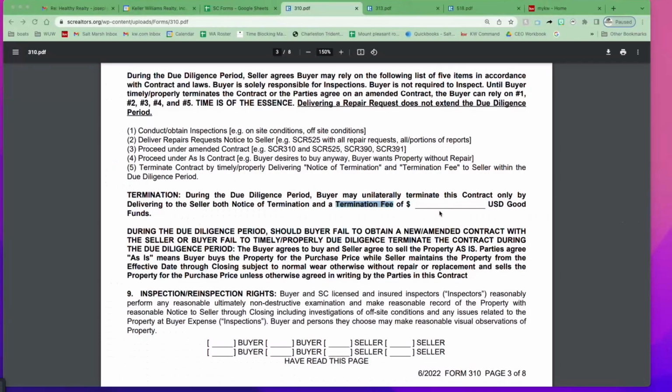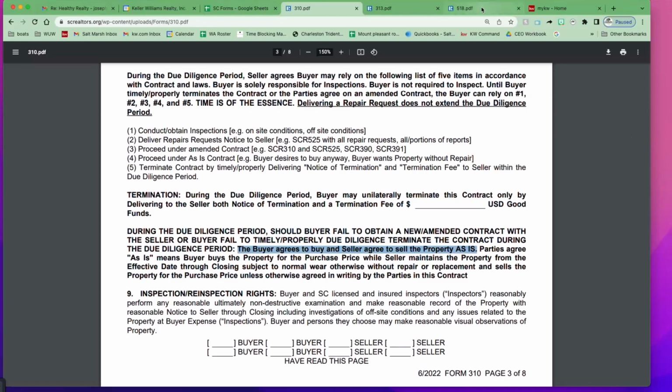If not, you are going to be moving forward. If you do not send this by 6 p.m., you are agreeing that your buyer will be moving forward as is. So on any further negotiations, the buyer will be obligated to move forward on the contract as is. So just an important part to remember on that.